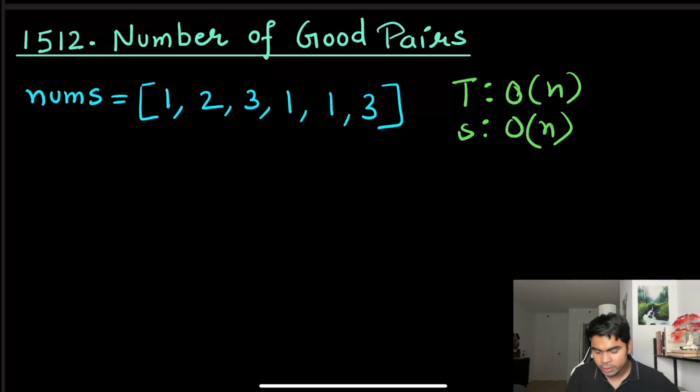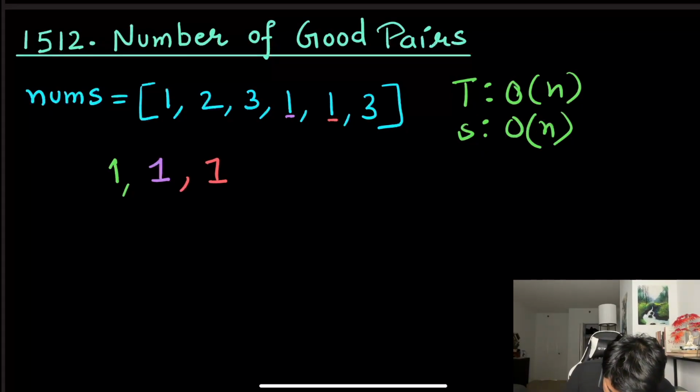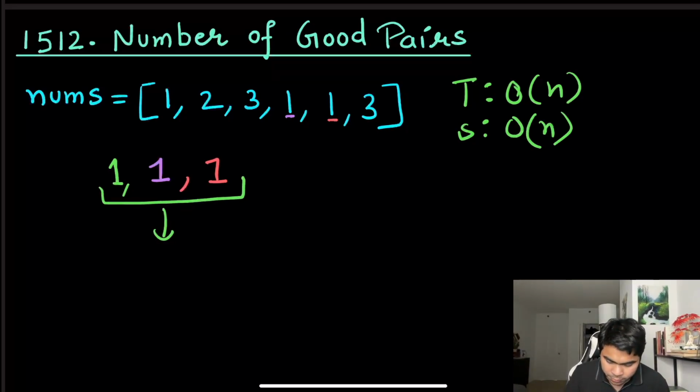Since we are going to create pairs of equal values, how about I just count the equal values? Let's say in my array, how many ones do I have? I have this one, and then this one. The reason I'm drawing them in different colors is that they have different indexes. In order to create a pair out of these, first they have to be equal, which I have chosen. I have extracted all these ones out.